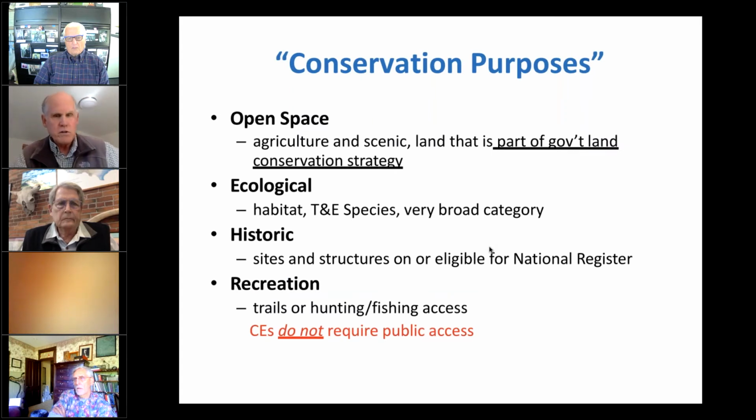Notice how diverse the amount of conservation purposes are for conservation easement use. And the key thing, notice, a part of a government land conservation strategy, that gives a lot of leeway for planning, a kind of planning that works for the outcome of conservation.